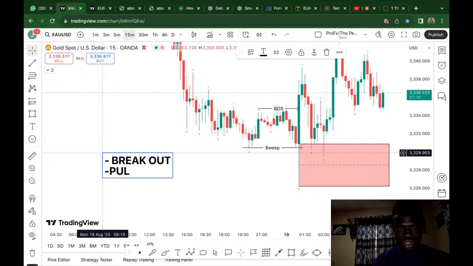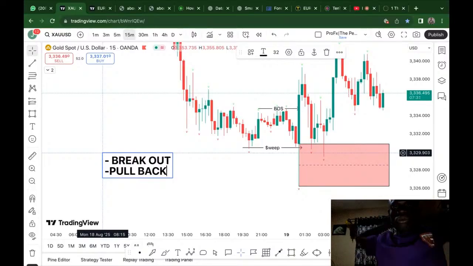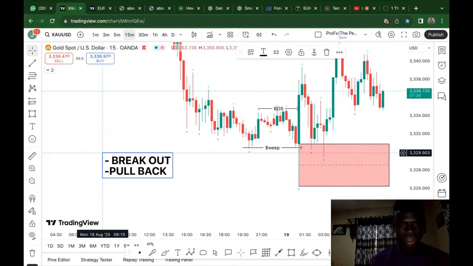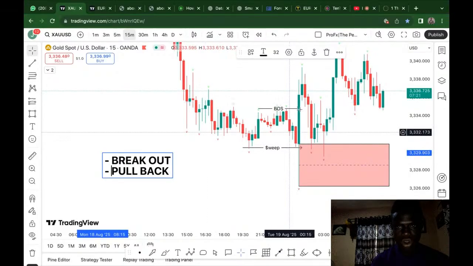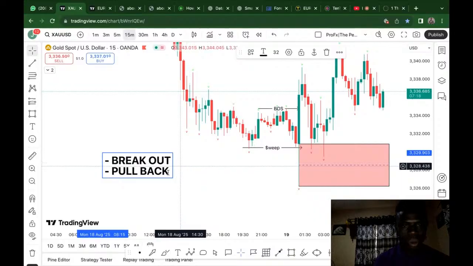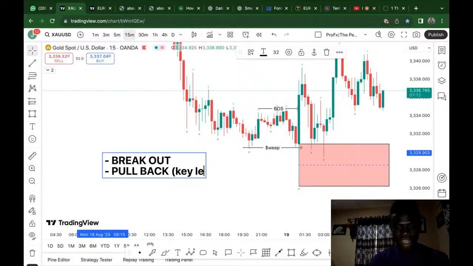You can type this in the chat box also. Breakout and pullback. Market structure will break out, give you a break of structure, and we always pull back. So if there's no pullback, you are not interested. We break out, that's a break of structure. We expect a pullback. Pullback to where? Pullback to our key levels, and these key levels are the order block, the fair value gap, the demand and supply, and also the Fibonacci retracement.